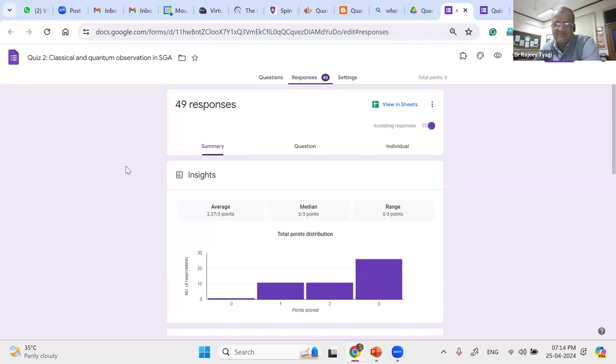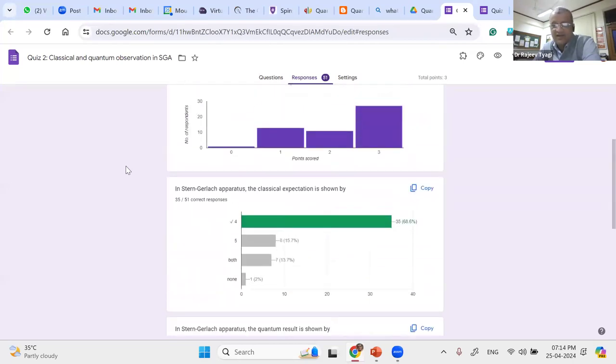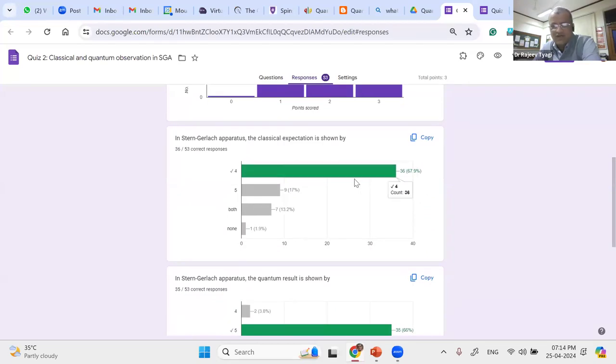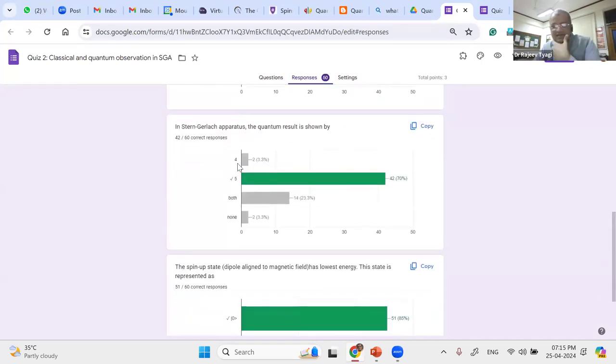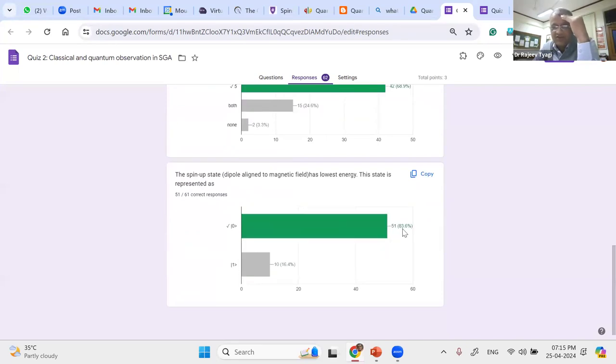49 and 51. Okay. Two-thirds of the people answered that in the Stern-Gerlach apparatus, the classical expectation is a continuous distribution. Yeah, 70% of people answered that the quantum result is that there are only two states. And for the spin up state, most people have understood that it has the lowest energy, and this state is represented as zero. So most of you have got it right.